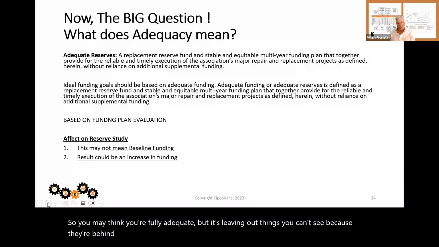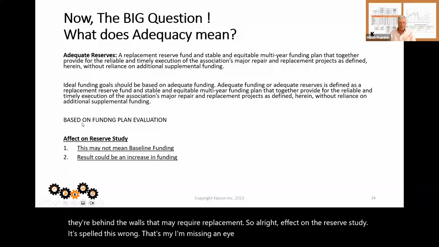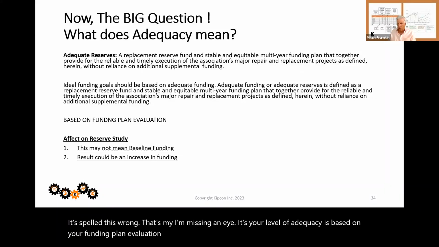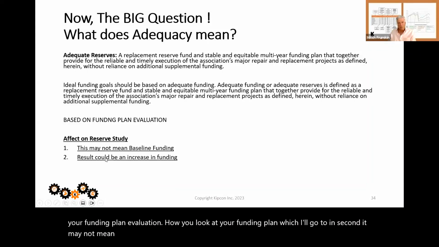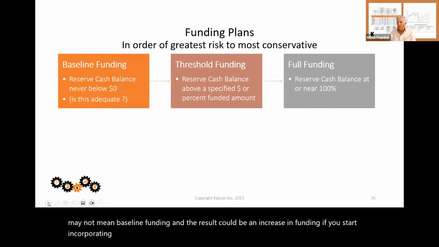that may require replacement. So effect on the reserve study, it's, I spelled this wrong. I'm missing an I. It's your level of adequacy is based on your funding plan evaluation, how you look at your funding plan, which I'll go into in a second. It may not mean baseline funding, and the result could be an increase in funding if you start incorporating things.